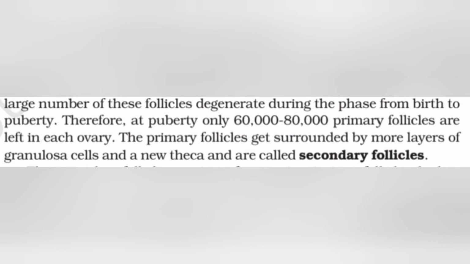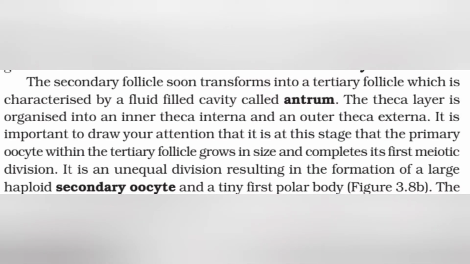The primary follicles get surrounded by more layers of granulosa cells and a new theca and are called secondary follicles. The secondary follicle soon transforms into a tertiary follicle, which is characterized by fluid-filled cavity called antrum. The theca layer is organized into an inner theca interna and an outer theca externa. This is the structure of secondary follicle. The cavity inside is filled with fluid, which is called antrum. The layers are internal and external. Internal is called theca interna and external is called theca externa.